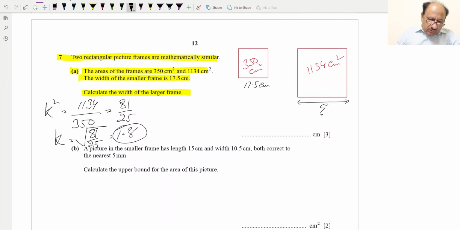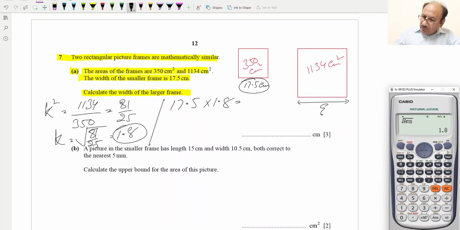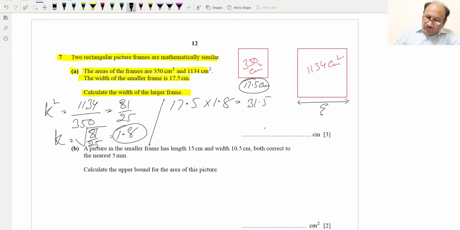For length we are using the k value, for area we are using k square, and for volume we are using k cube. Now this 17.5 will be multiplied by 1.8, and we will get the answer. 17.5 times 1.8 is equal to 31.5 centimeters. This will be the answer for 3 marks.